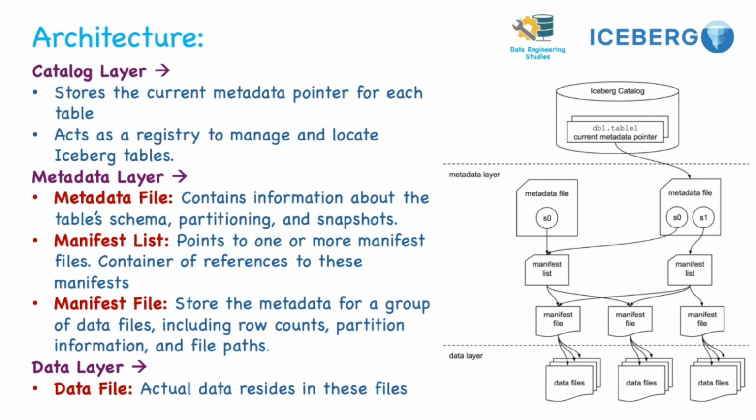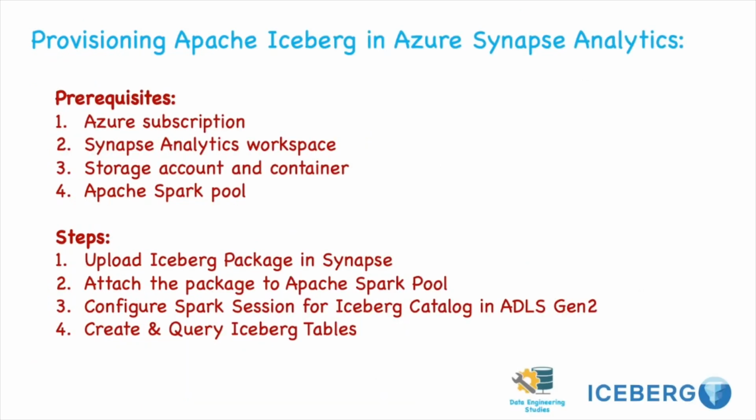We will see a practical implementation of Apache Iceberg in Azure Data Lake Gen 2. Now let's see how to provision Apache Iceberg in Azure Synapse Analytics. Some of the prerequisites are: you need to have an Azure subscription, a Synapse Analytics workspace, a storage account and a container, and an Apache Spark pool which is up and running.